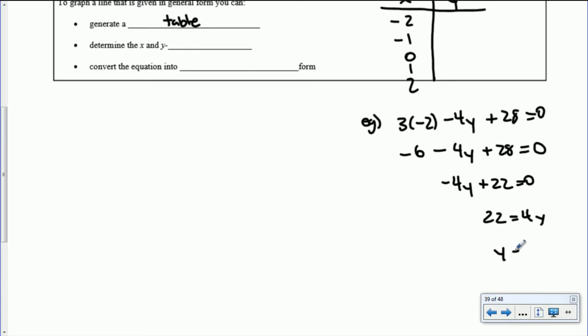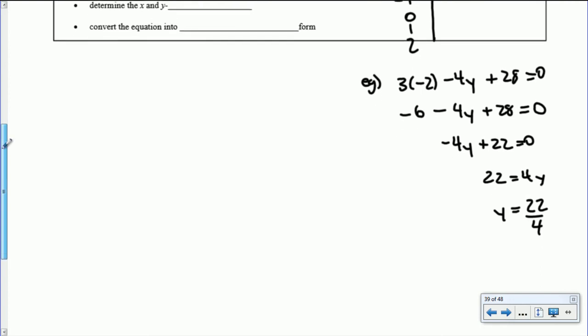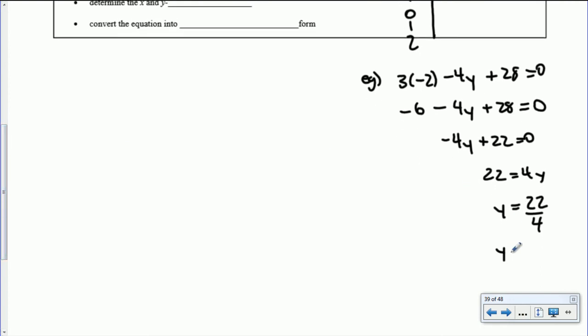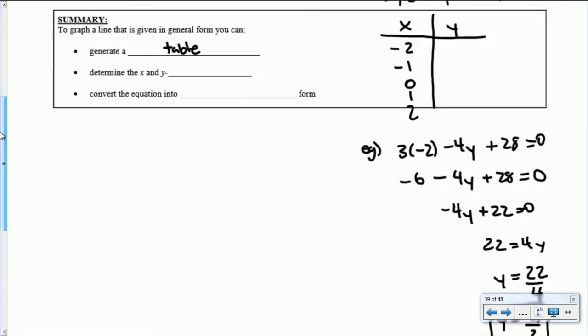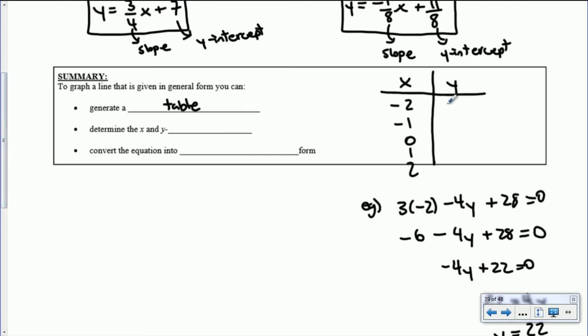And y is 22 over 4, which is both divisible by 2, so that would be 11 over 2. It didn't work out to be an integer, but that's fine. You could figure out the decimal equivalent of 11 over 2, which is approximately whatever, and graph it that way. So you just have to repeat that process for the remaining x values that you chose.